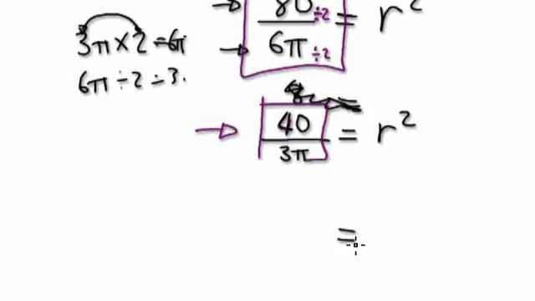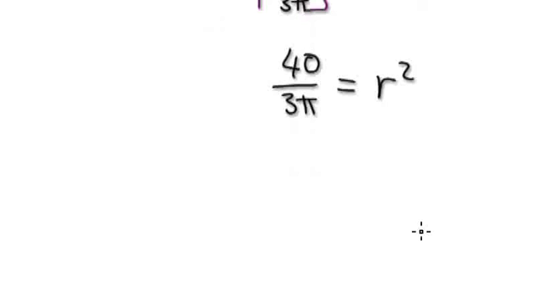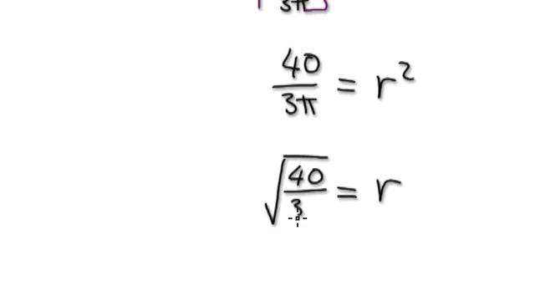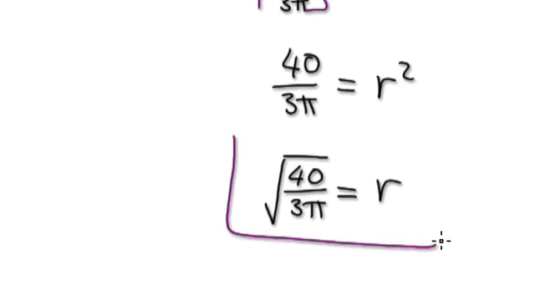Okay, so we've got this 40 over 3 pi. On this side we've got R squared. Now square root both sides. So the right hand side will be R, and then square root both sides here. So R equals this thing here.